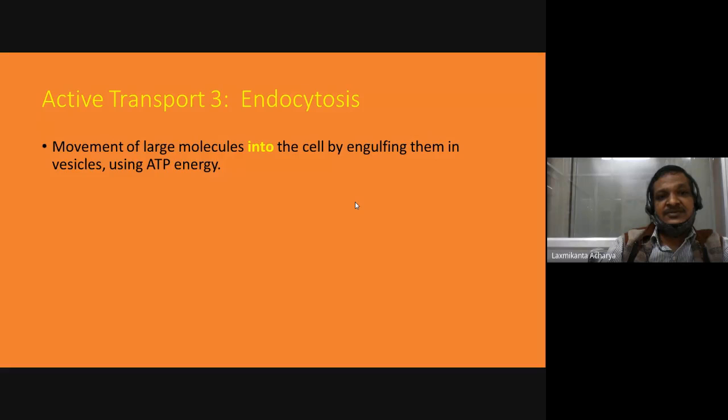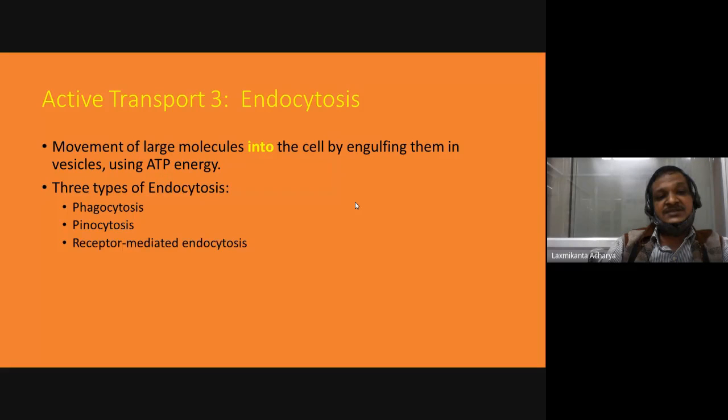Now here you see endocytosis. There are three processes associated with endocytosis. One is phagocytosis, another is pinocytosis, and another is receptor mediated endocytosis. Phagocytosis is also known as cellular eating, and pinocytosis is otherwise called cellular drinking.